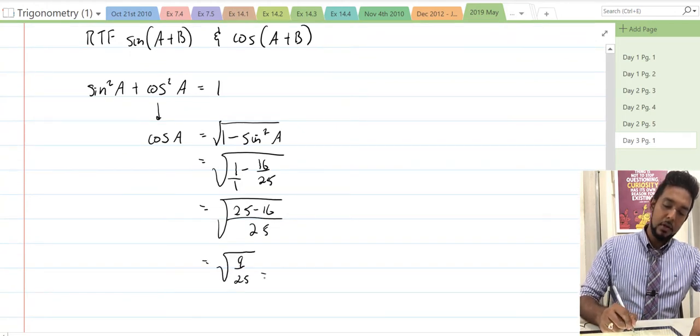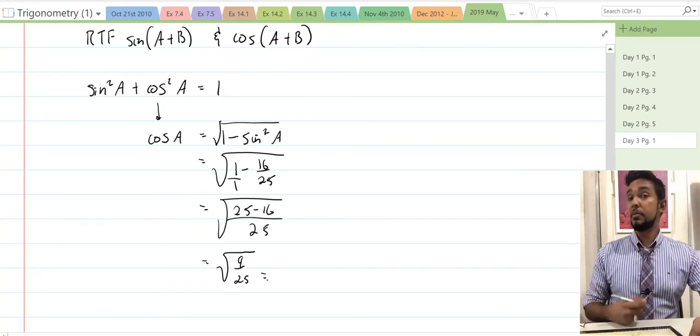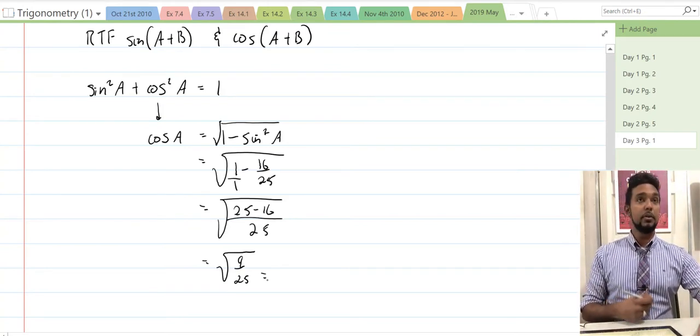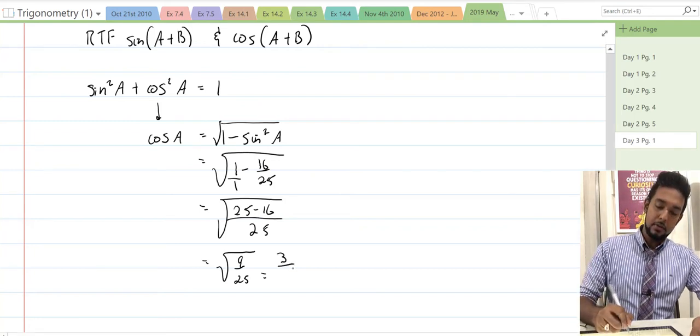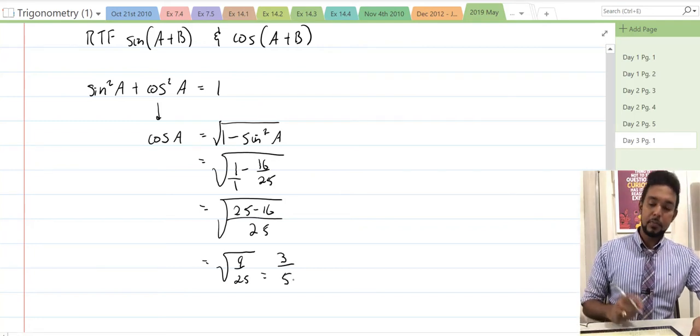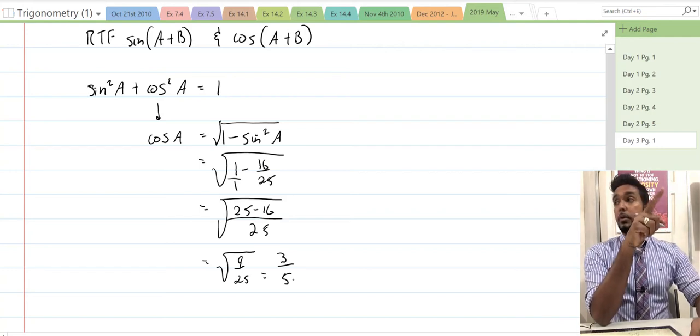9. And the square root of 9 over 25, the square root of a fraction is simply the square root of the numerator over the square root of the denominator. Square root of 9 is 3, square root of 25 is 5. Now, with square roots, we know we could have a positive root and a negative root.